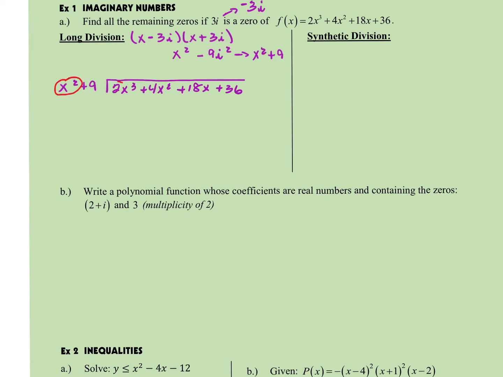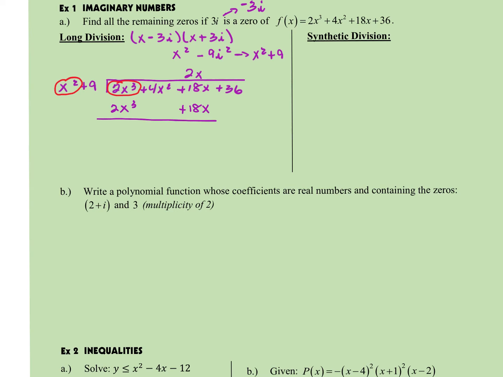And we're just going to start that long division same way we always would. We're going to take our x squared and our 2x cubed, and we're going to divide that out. Again, you can always write that out kind of over to the side, 2x cubed divided by x squared, and we know that that's going to give us a 2x. Then we're going to multiply that. 2x times our x squared is, of course, going to give us a 2x cubed. 2x times the 9 is going to give us an 18x.